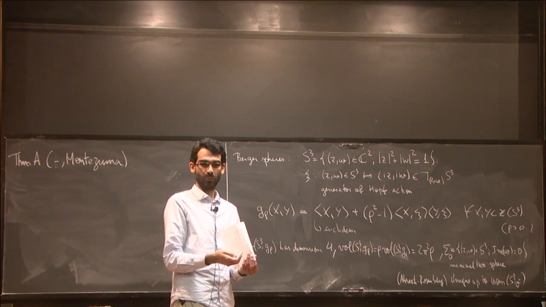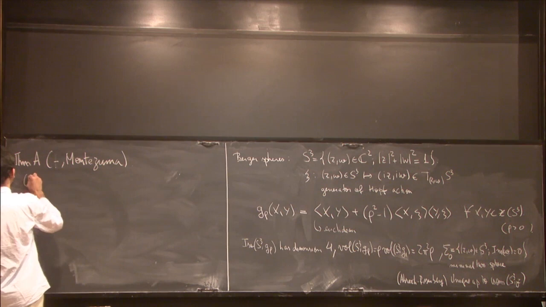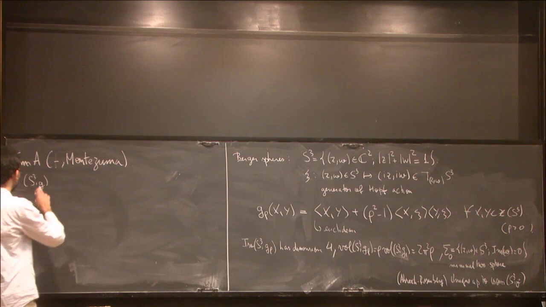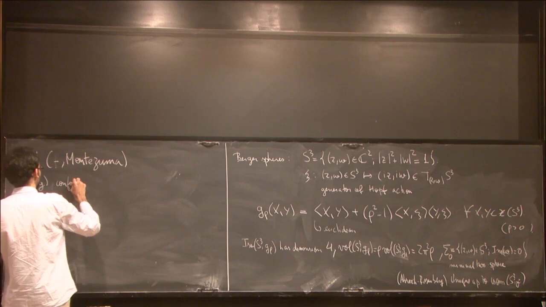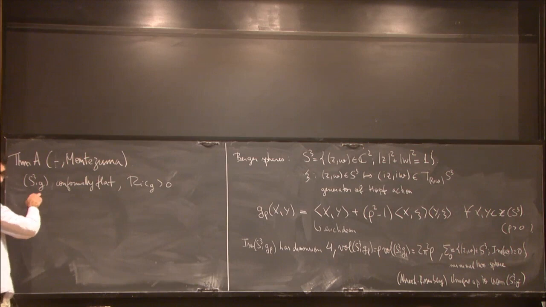So our question was, well, given a conformal class, can we get an upper bound for the normalized width inside the conformal class? And the positive answer that we got is for the conformal class of the round metric. So assume a three-sphere that is conformally flat and has positive Ricci. Okay, so this is defining a large open set of metrics containing the round metric.